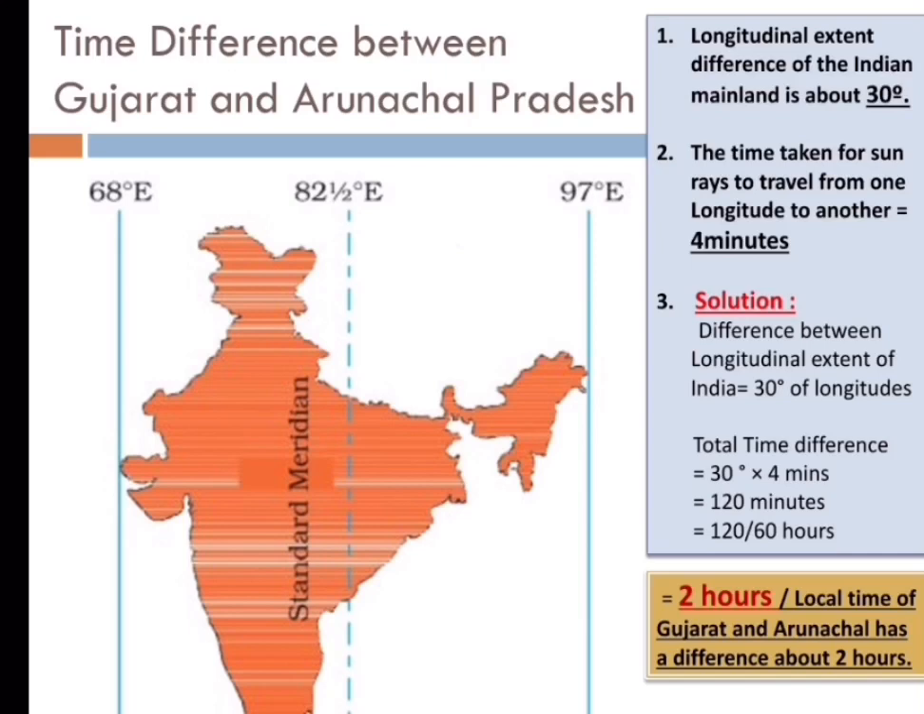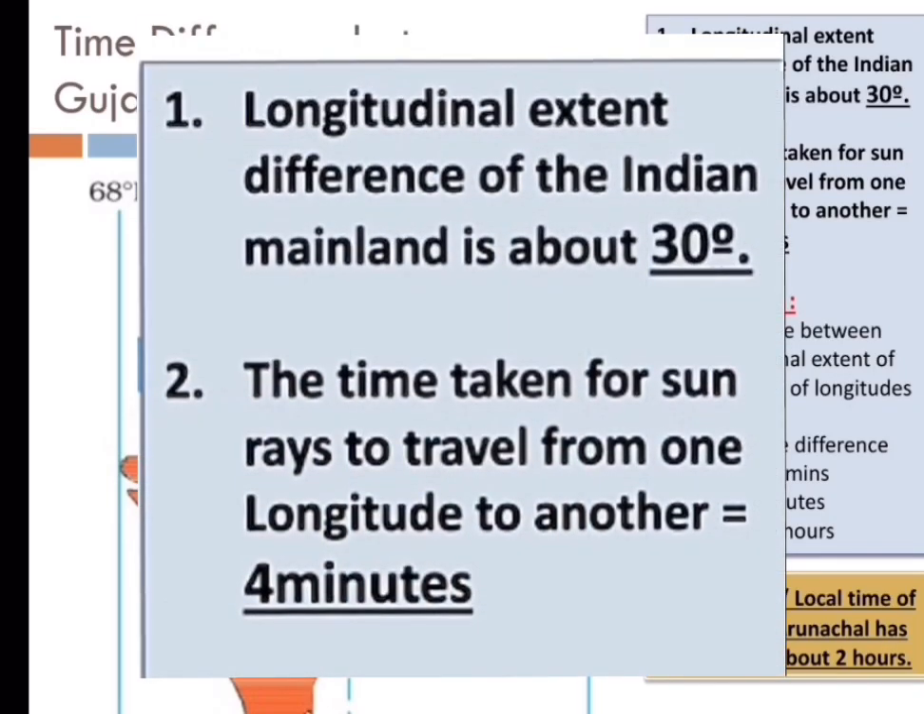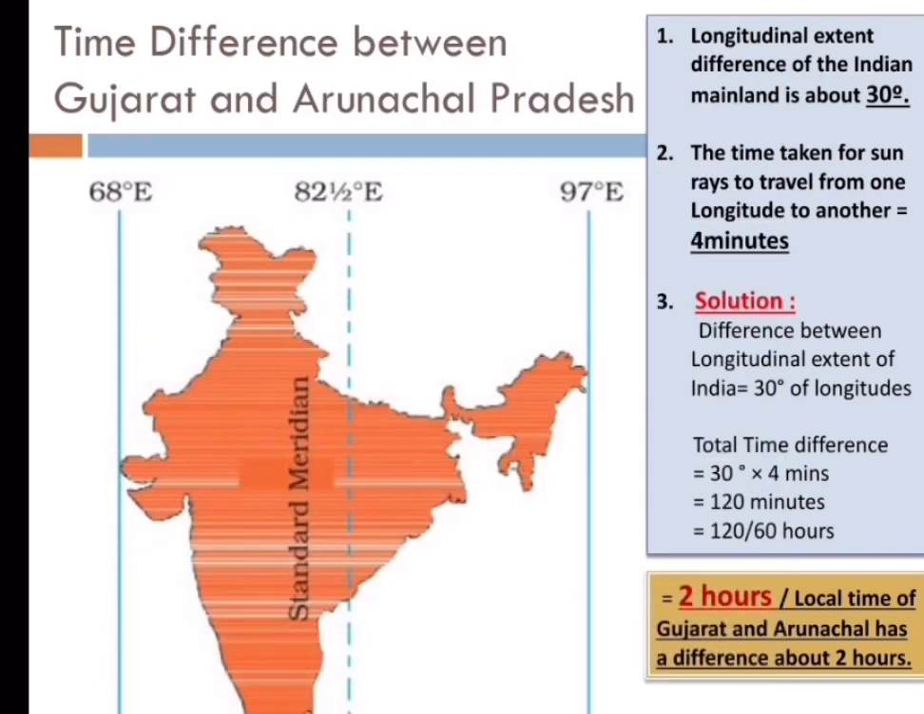The extent difference of 30 degrees between both the longitudes gives us an idea that there is a time difference as well. How? Let's have a look. As by now we already know that the longitudinal extent difference of the Indian mainland is about 30 degrees. The second known fact is the amount of time taken by sun rays to travel. So how much is it? The movement of sun rays from one longitude to another takes approximately 4 minutes. So how does it help us?